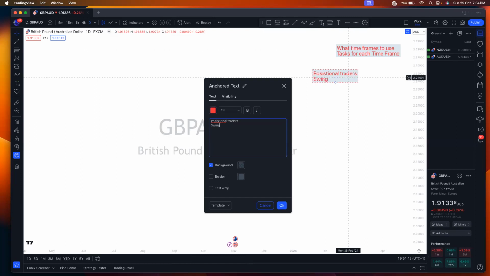swing traders. Now, what are swing traders? Swing traders are basically short-term to long-term traders. These are traders that hold their trades for weeks or even sometimes months. For days, weeks, at most months. They trade the higher time frames.